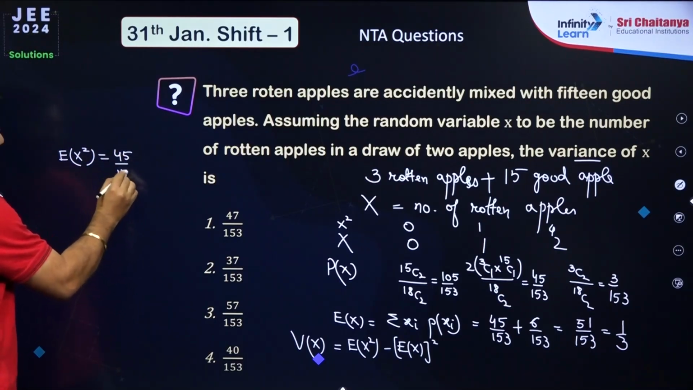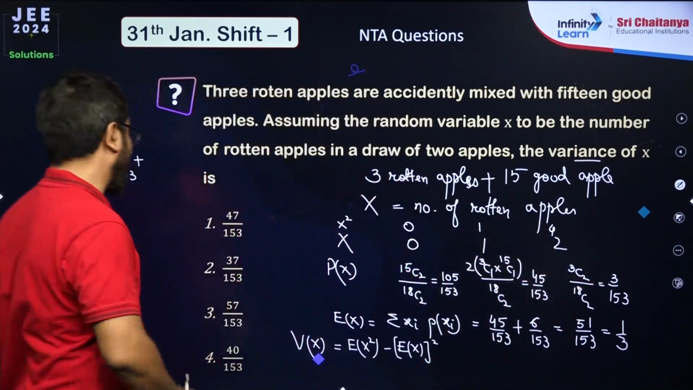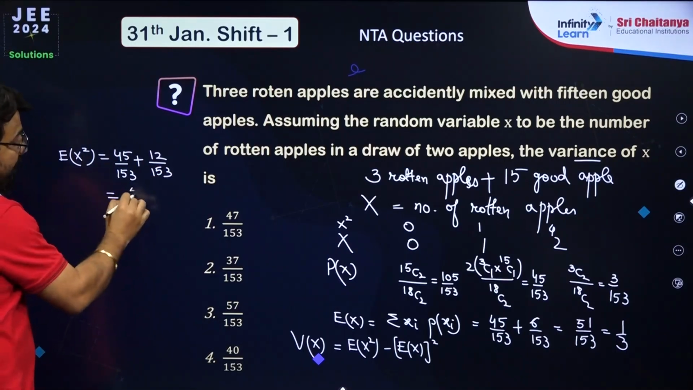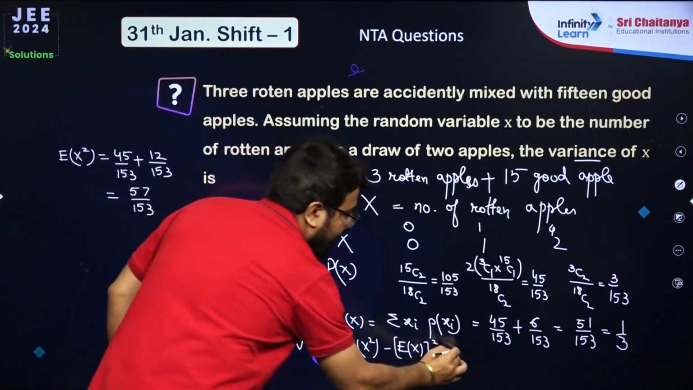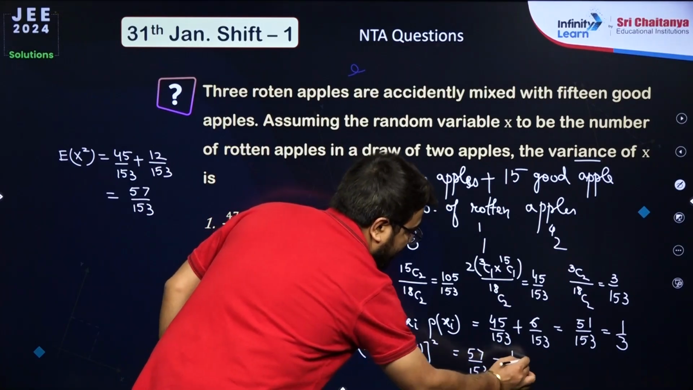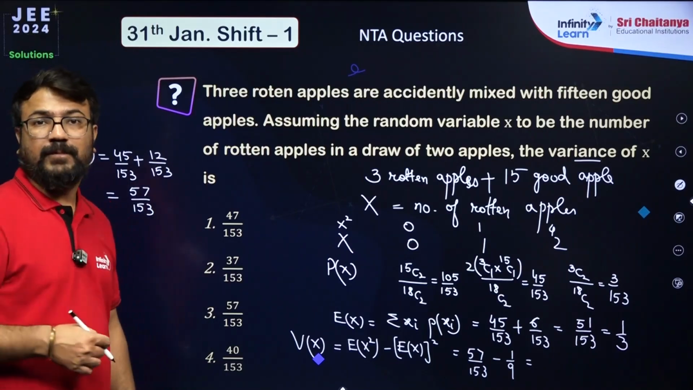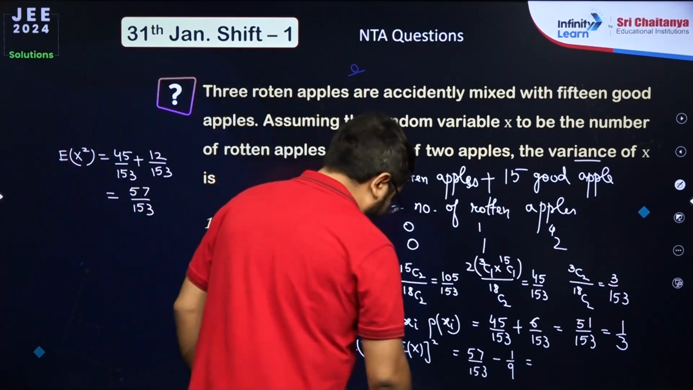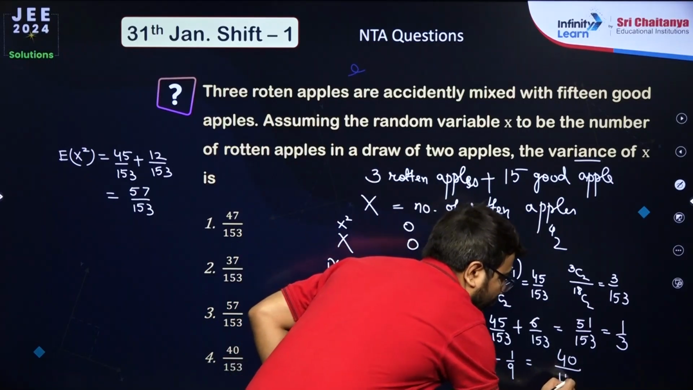45 over 153. And then 4 into 3 will become 12 over 153. So E of x square will be written as 57 over 153. Now this 57 over 153 is subtracted by 1 by 9. So my dear students, I think 153 is divisible by 9. That is why the LCM will be 153. And finally, you will be able to get the answer as 40 over 153.